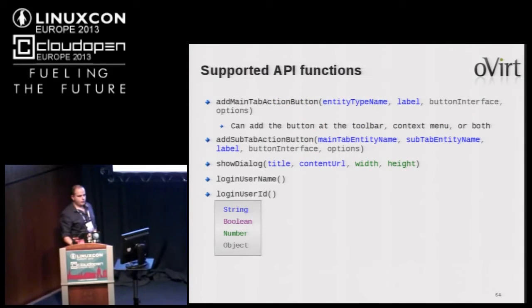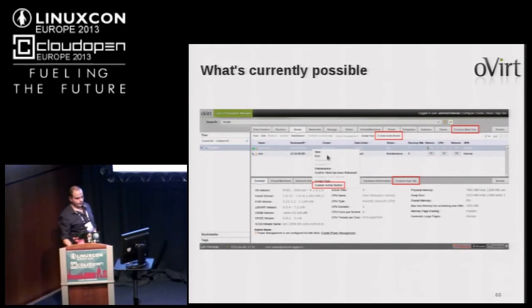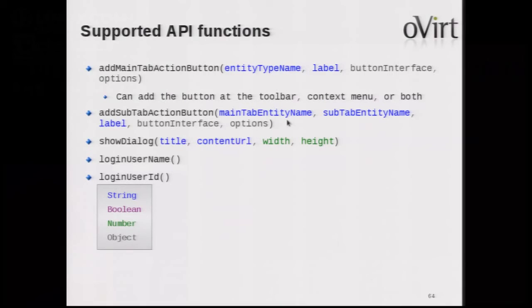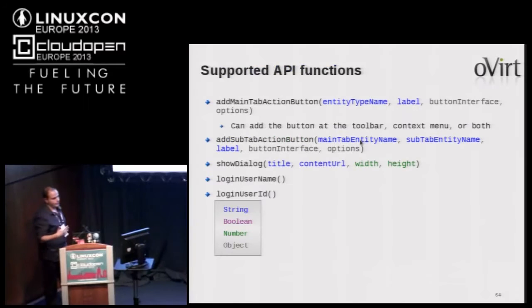You can add new action buttons. These are the buttons that I showed you. These are these ones. So when you add a new action button, you say what is the main entity that the action button should be in, what's the label, and what's going to happen when you press the button, and that would basically give you this functionality.